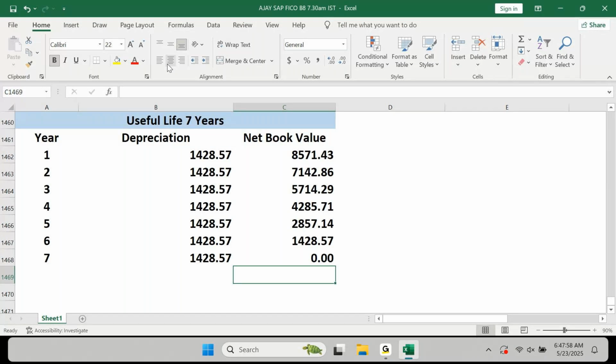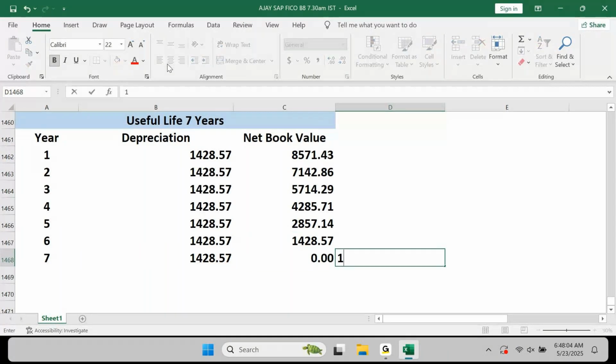No, you have to ensure your asset is not becoming zero. Keep some value here. Instead of keeping it 0, you show 1 rupee.